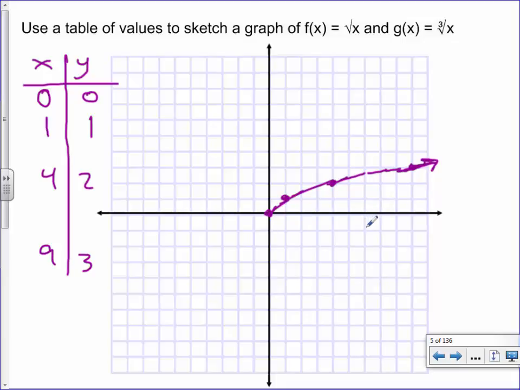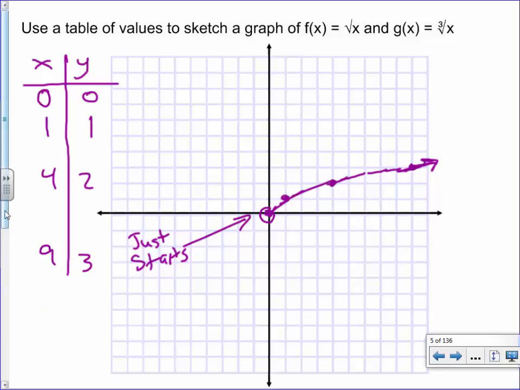One of the unique properties of a square root graph right here is that it just starts. There's no asymptote, there's no hole in the graph. All of a sudden it just starts. I don't actually have a name for that point, but this point right here is kind of a key point. It's the starting point of the graph, right? Does that make sense?